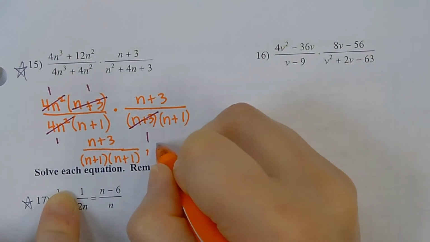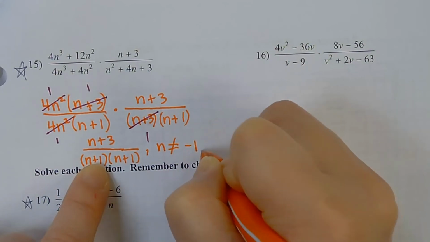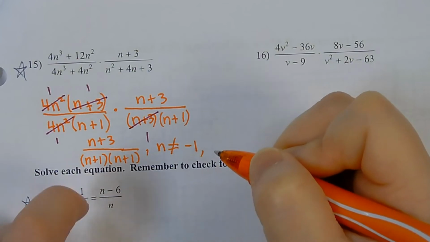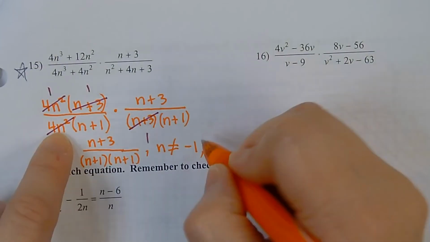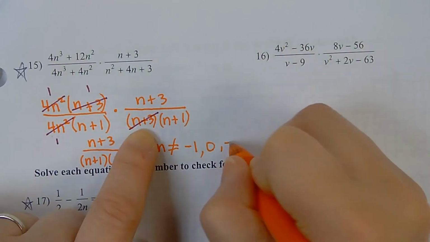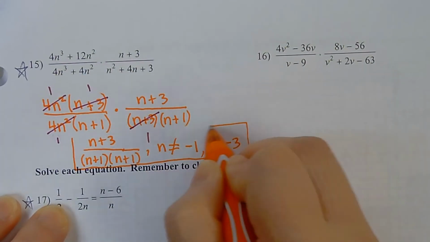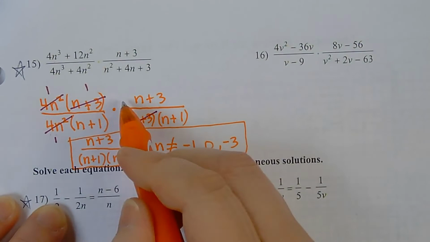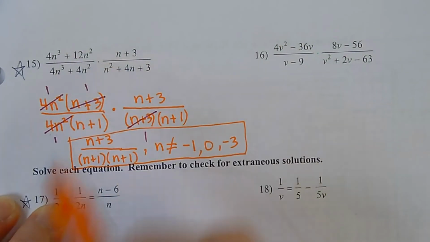My restrictions are going to be, well, n cannot equal, obviously, negative 1. You don't need to put in multiplicities because we don't care. We're not graphing. And then right here, n squared, that's going to be 0. And we have the thing that we canceled out right here, which is negative 3. So those are the 3 numbers it cannot be. Again, we do not need to check the top just because this is not division, this is multiplication.